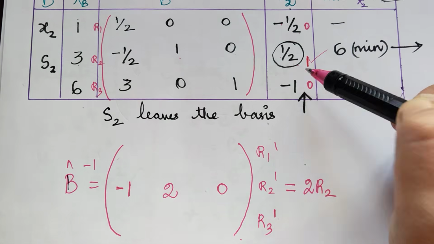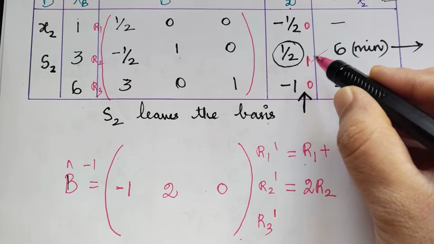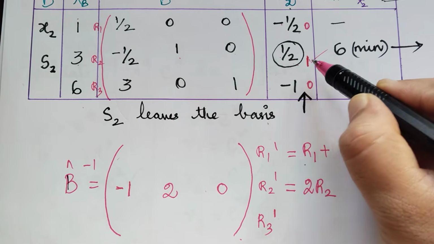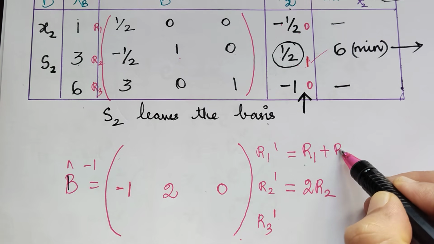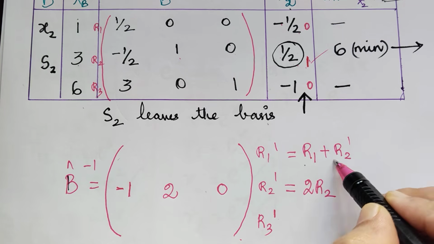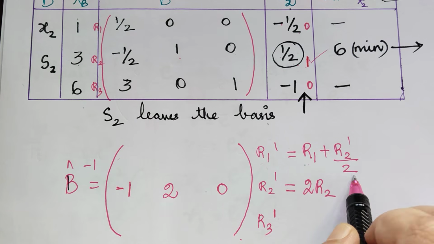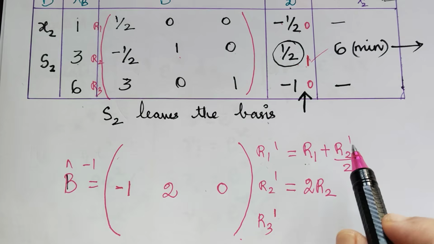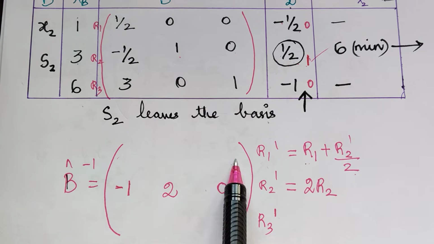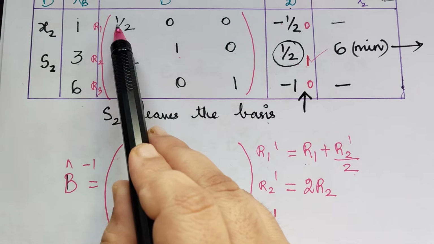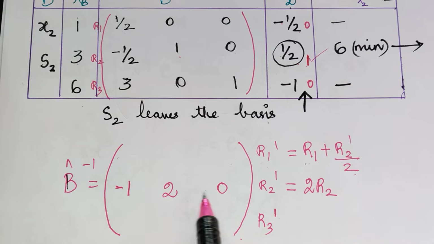So what are we doing? R1 dash is equal to R1 plus, we are multiplying this by 1 by 2 and then we are adding with it. So if we multiply, that is R2 dash divided by 2. So R1 dash will be R1 plus R2 dash divided by 2. So this operation we have to perform to find this row. So R1 dash is equal to R1, that is 1 by 2, plus R2 dash, this is R2 dash by 2.